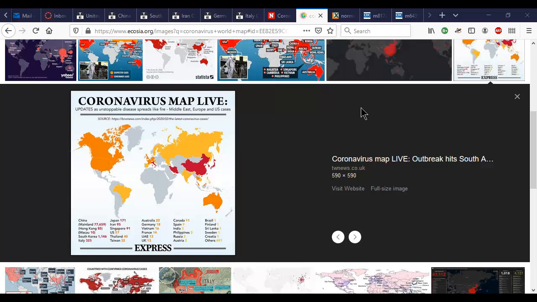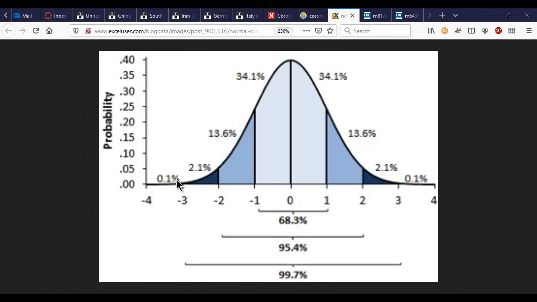Hi, everybody. Just wanted to use the coronavirus outbreak to help us understand some of the concepts in this course. One of the things that will help is the normal curve, which we're going to cover in chapter 6.